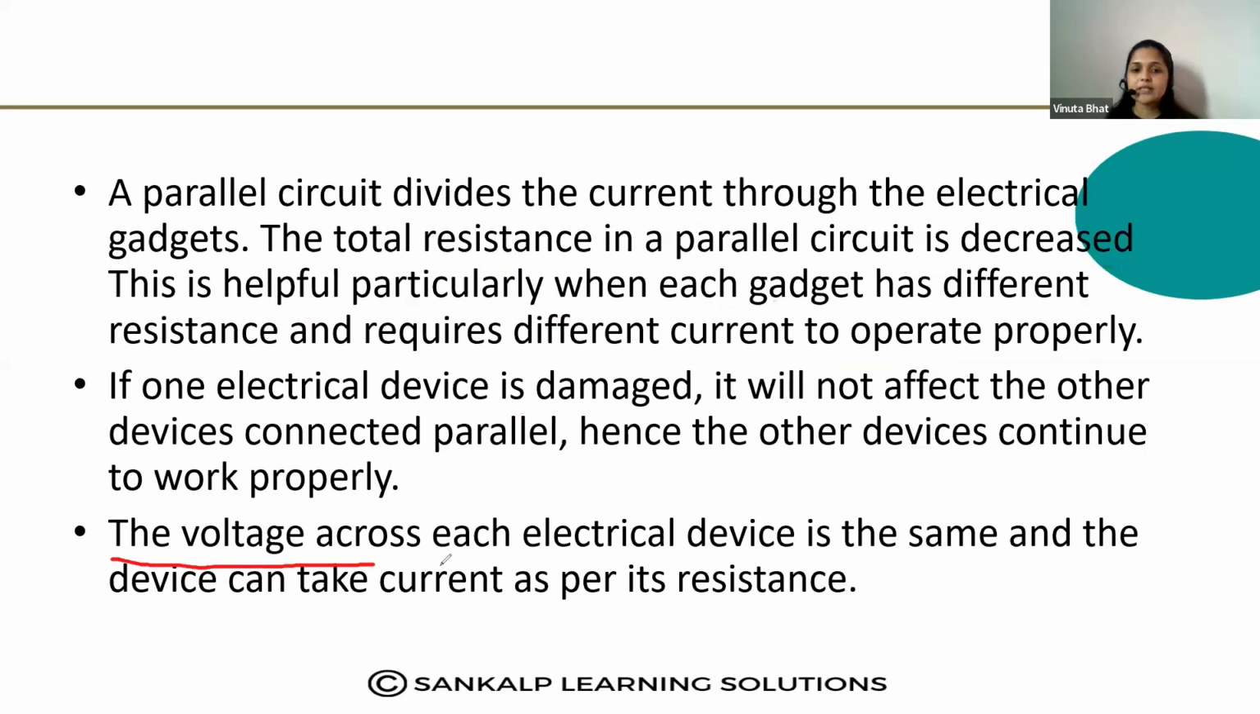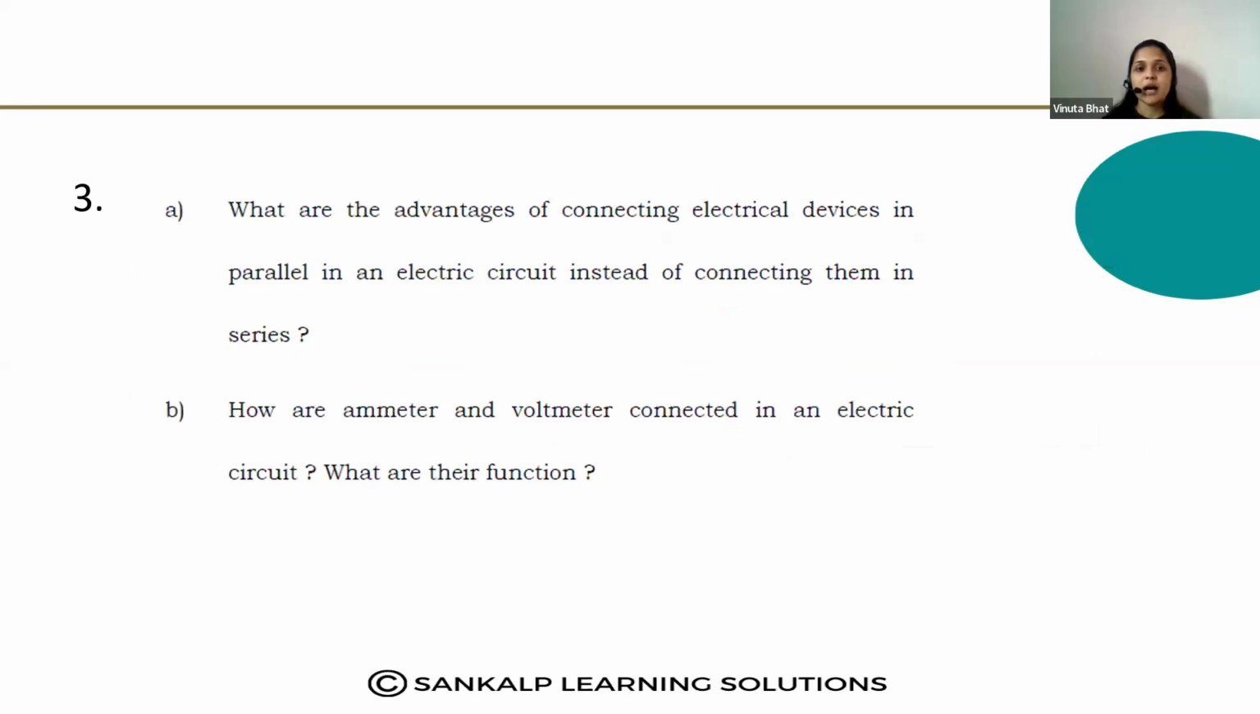Then the voltage across each electrical device is the same, and the device can take the current as per its resistance. But in the case of series connection, if one electrical device fails, then the whole circuit will collapse. So the parallel connection is advisable, which has more advantages than connecting in series.